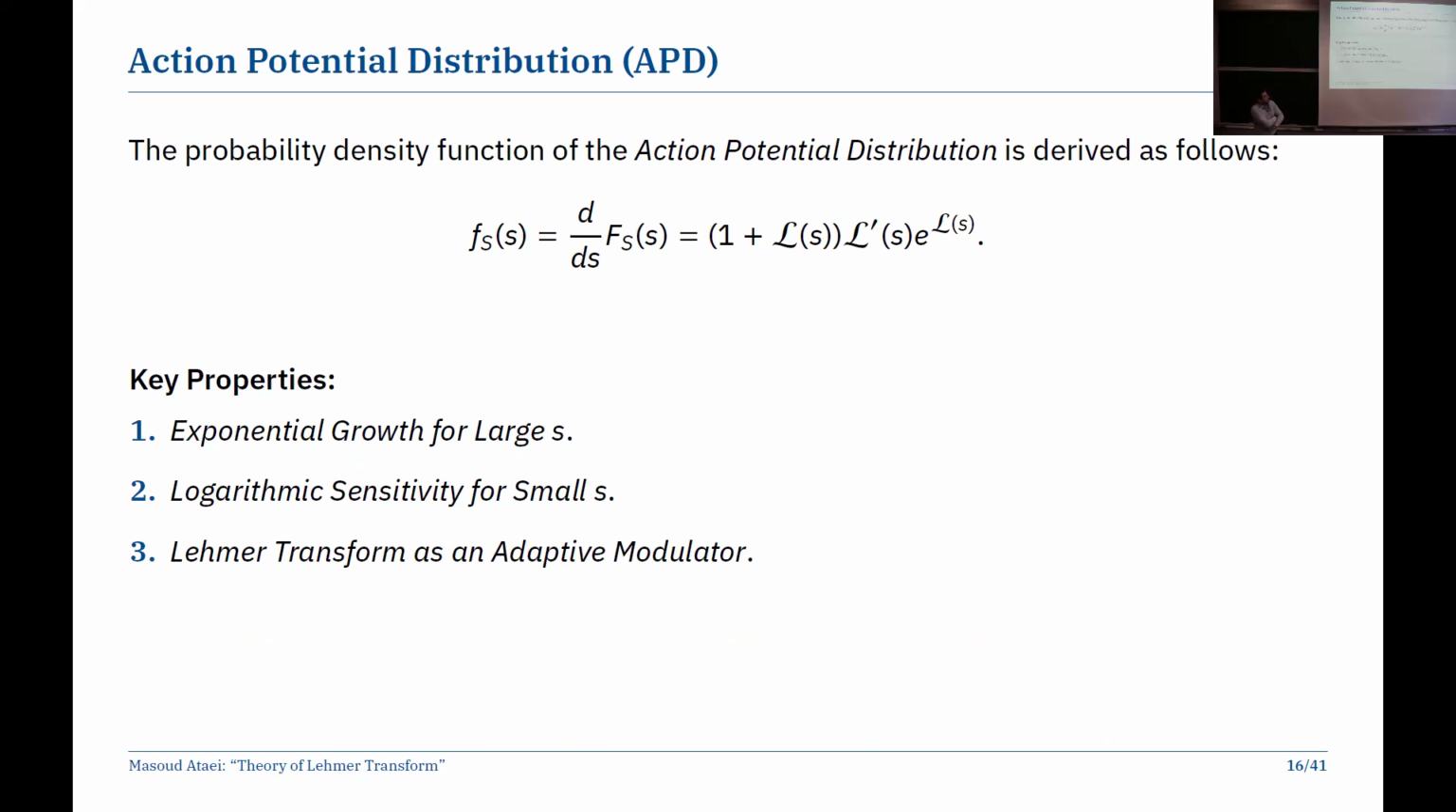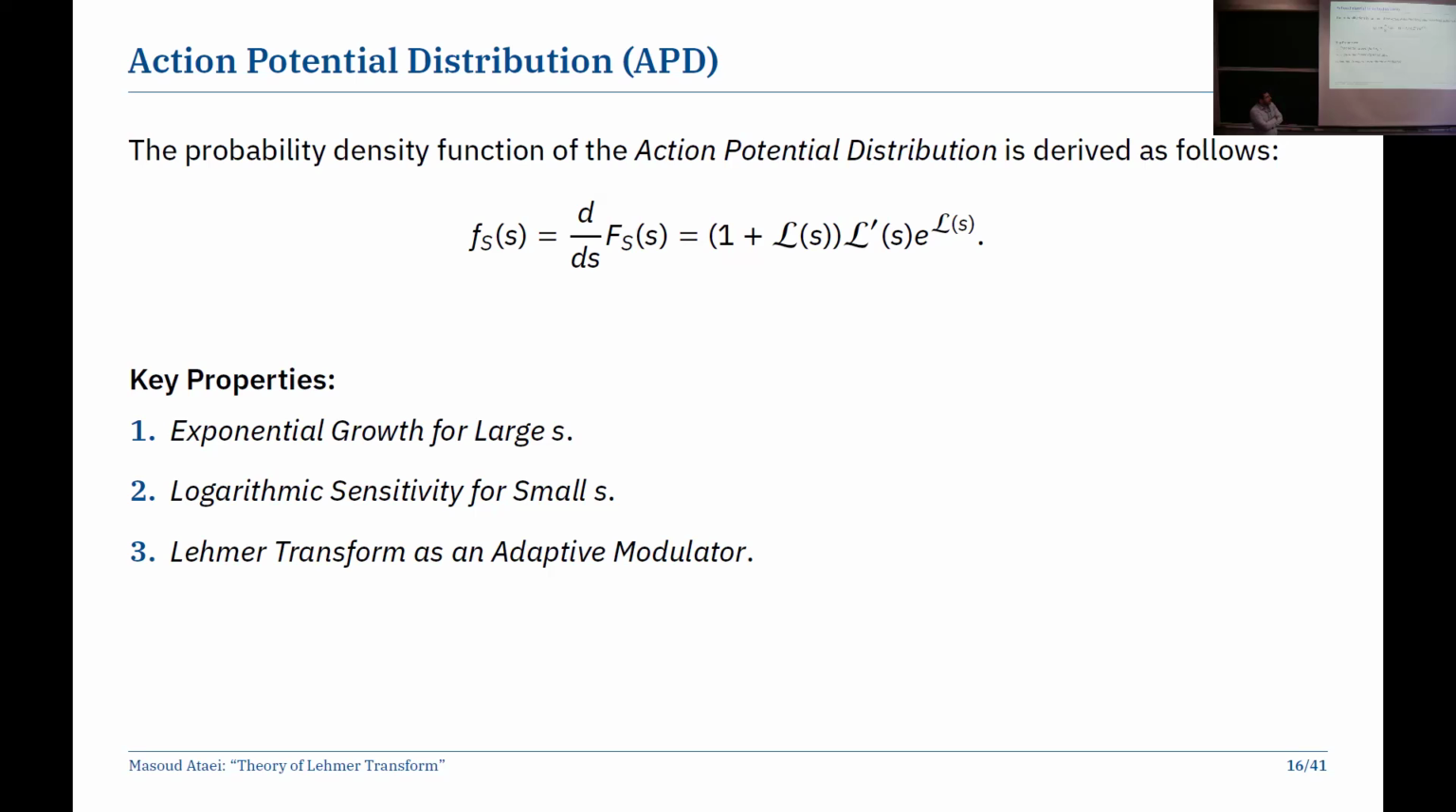Now, if we differentiate this CDF with respect to S, we get the probability density function, which is composed of three multiplicative elements. The exponential term dominates the behavior when S is large. This leads to exponential growth in the probability density, where the regions of high energy receive substantial probability mass.